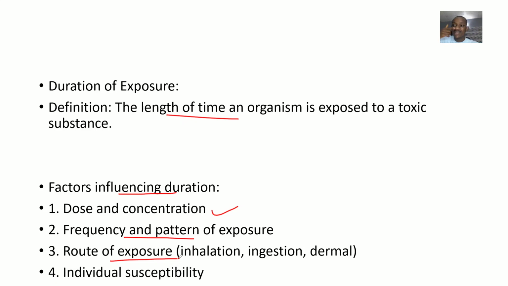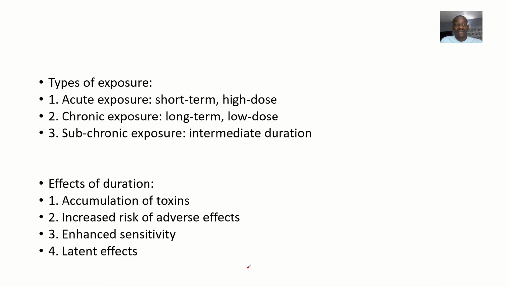Then the route of exposure. Did I actually inhale it? Did I swallow it through the mouth? Did it actually penetrate my skin? Different routes of exposure. Then individual susceptibility. Now I'm talking about how stubborn your immune system is, right? Because I might be exposed to the same chemical and I'm doing fine, like there's no problem. And you might be exposed to the same chemical and it's a problem for you. Do you understand? So those are the factors.